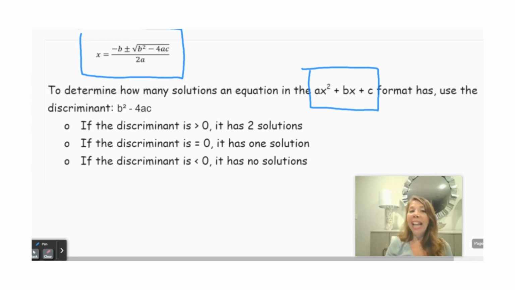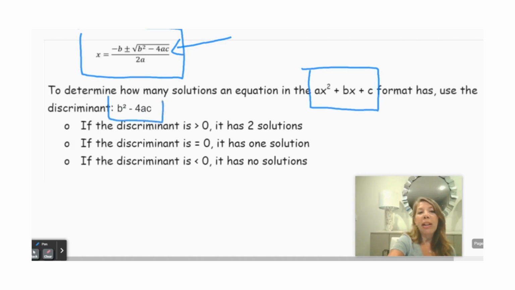Now, if we're being asked how many solutions there are, as opposed to what the solutions are, we're just going to use the portion under the square root, and that's called the discriminant. That is b squared minus 4ac.